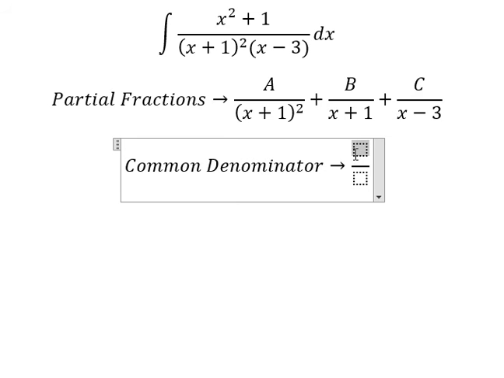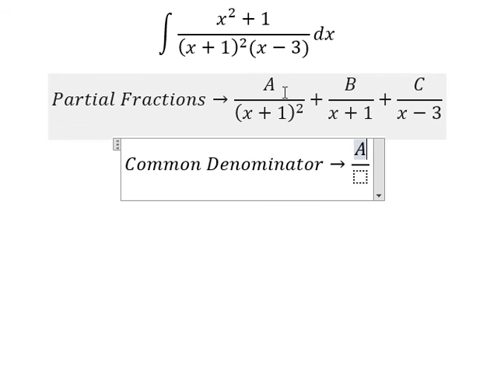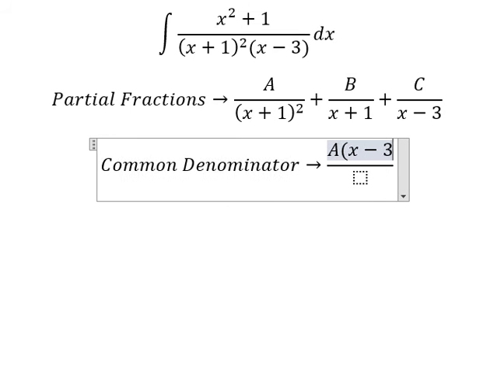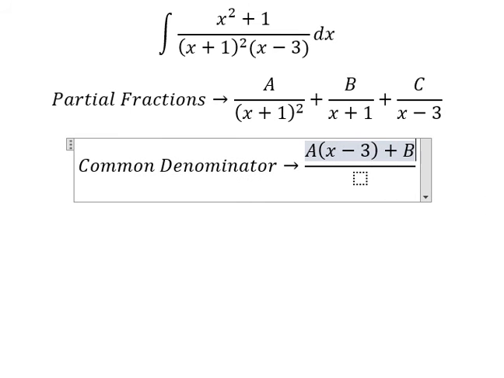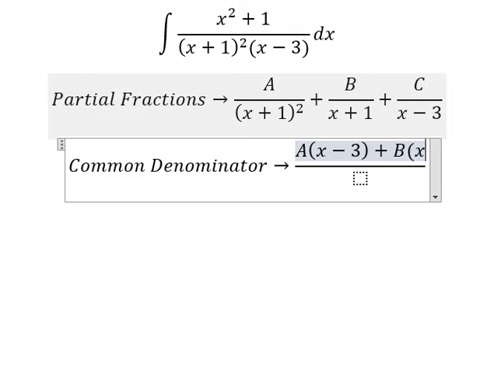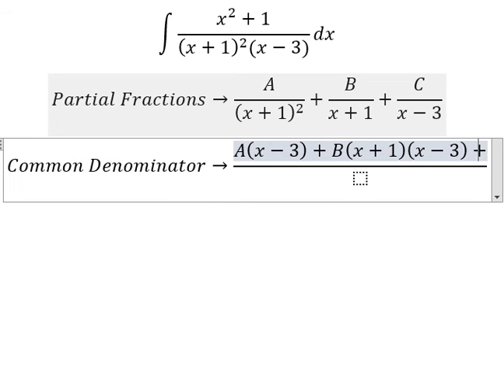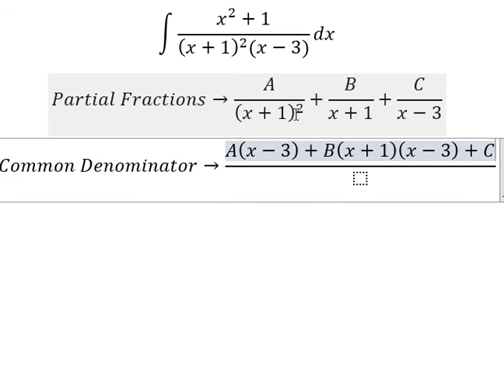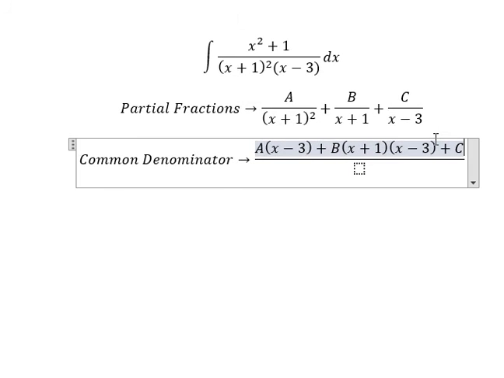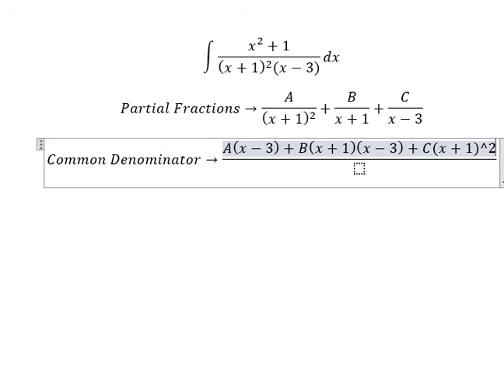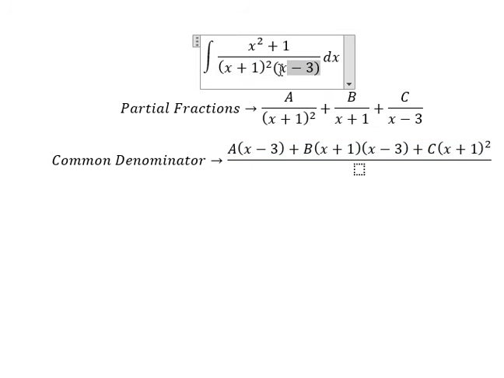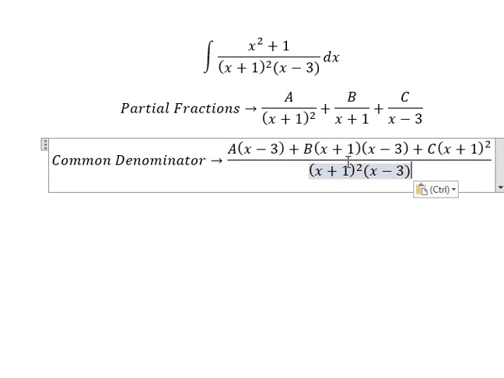So for capital A, we need to multiply by (x minus 3) because we don't have (x minus 3) in here. Capital B, we multiply by (x plus 1) and (x minus 3). And capital C, we multiply by (x plus 1) to the power of 2. And the denominator should be in here.